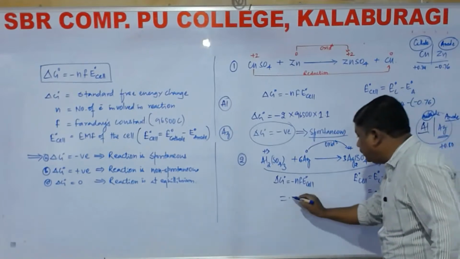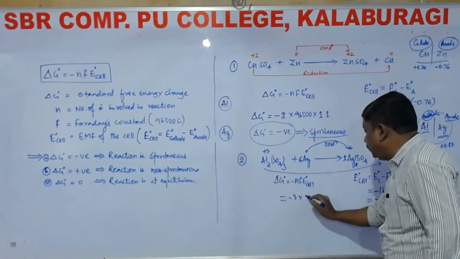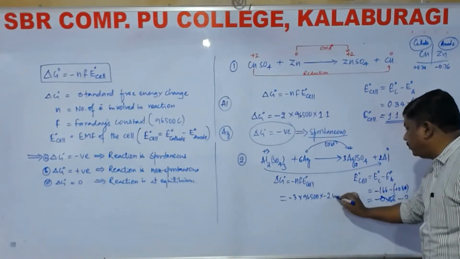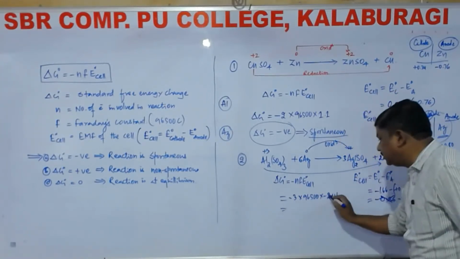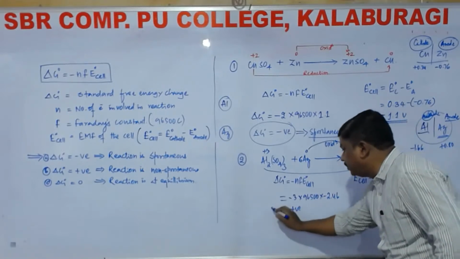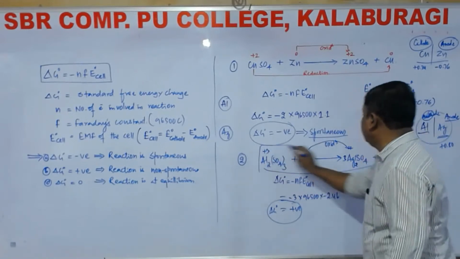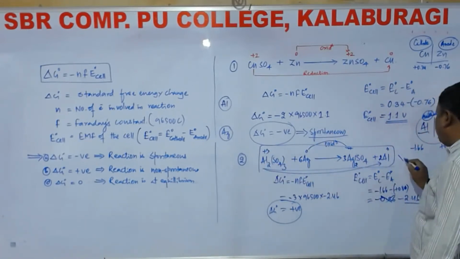What's the value of E here? Minus 3 into 96,500 into it is going to be minus 2.46. Totally this minus and this minus, the value is going to be what? Positive. Delta G naught equal to positive means this reaction is not feasible, does not take place.